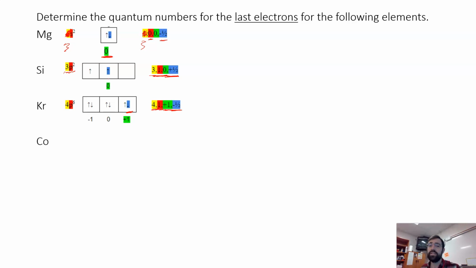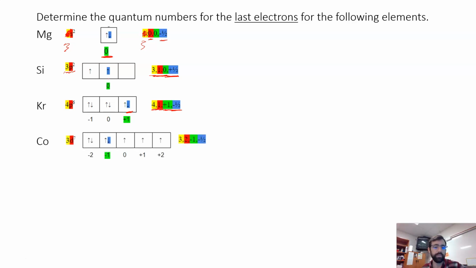Now cobalt is in the D block, and don't forget, D is weird. So cobalt's in the 4th row. But remember, since it's in the D block, we don't say 4D, we say 3D. So our energy level will be 3D. So our first 2 quantum numbers are going to be 3, and then D is 2. So it'll be 3 and then 2. We know the first 2 quantum numbers from this information.